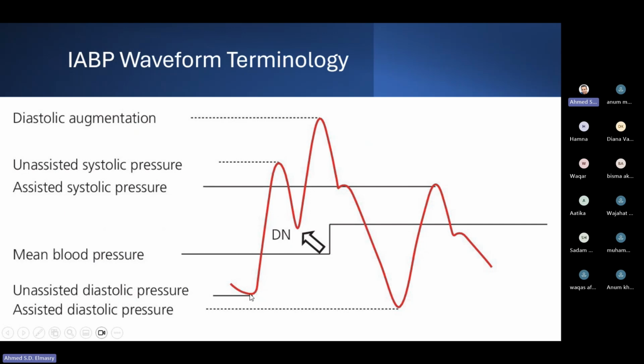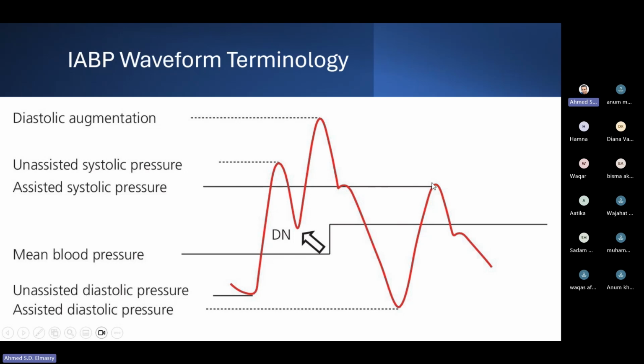So this is the unassisted end diastolic pressure, and this point is the peak systolic pressure, which is the unassisted systolic pressure, and this is the dicrotic notch, and this is the diastolic augmentation. And here, this is the assisted end diastolic pressure, and this is the assisted systolic pressure.